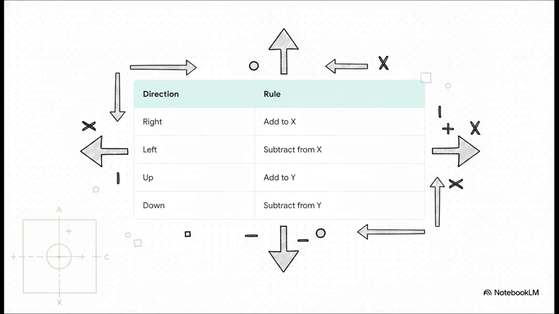You know what's really interesting? It's how simple the math actually is when you break it down into a little matrix like this. Moving right or left directly changes your x-coordinate. Right means you add, left means you subtract. Moving up or down changes your y-coordinate. Up is adding, down is subtracting. It is literally just basic addition and subtraction disguised as geometry.